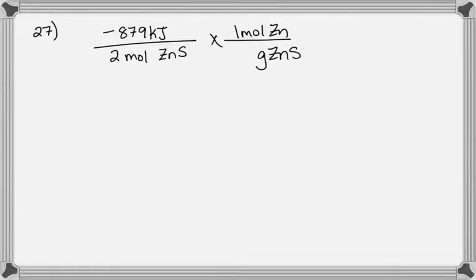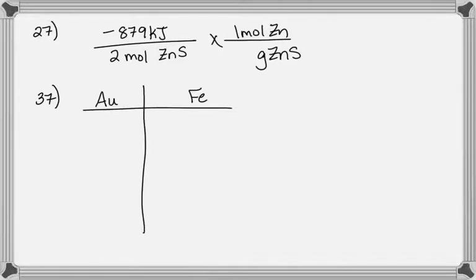So on number 37, you have gold and you have iron. And so it's all about calorimetry. It's all based around Q equals MS delta T. So, 37. Gold is 10 grams. That's the M.